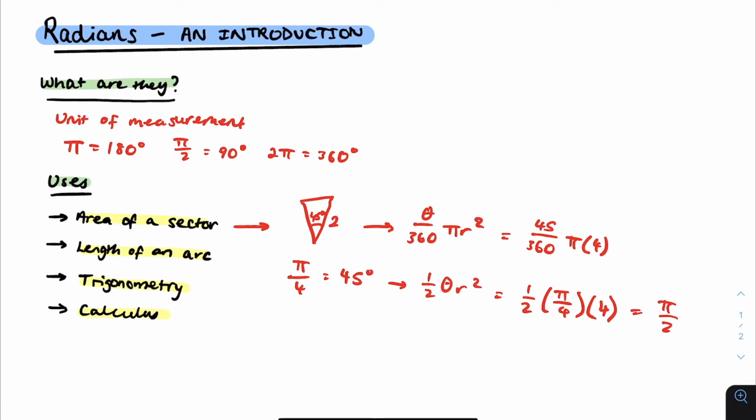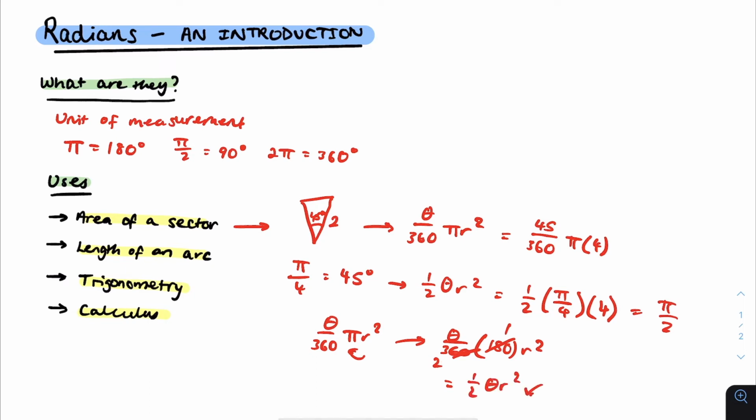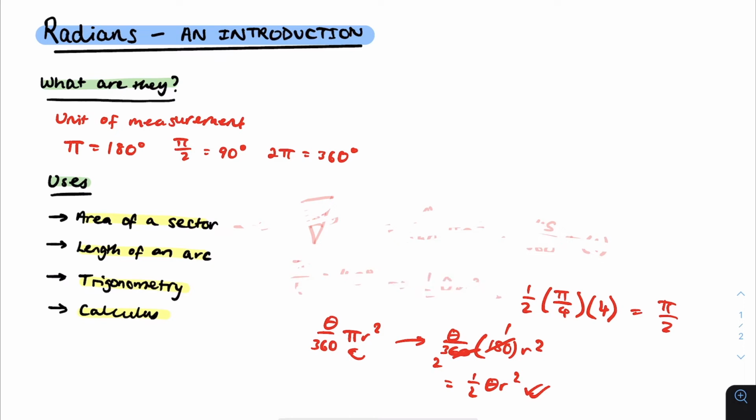Now, we can explain why this works. So let's just take a second to write down theta over 360 pi r squared. So this is the degrees formula. Now, if we use our conversion and let pi equal 180 degrees, we get theta over 360 times 180 times r squared, which is equal to, well, the 180 and 360 cancel out. This is 1, this is 2, so you get half theta r squared, which is the radians formula. So that's how that works. So this just means it's a smaller formula, it's easier to work with. So let me just erase that.